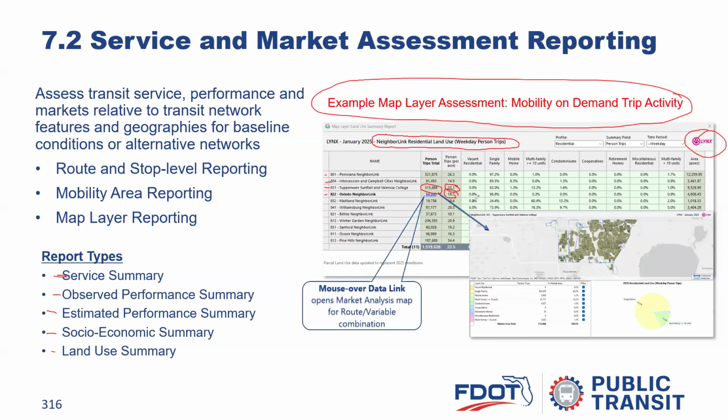And of course, this could be what's existing or what's proposed. So it's really what you put into it that you can assess here. And of course, all the data links, just like we looked at before, where this 94,000, this blue data link, will link right to the map of the Tupperware Sunrail Valencia zone, or whatever it is we have selected. So just a great way to roll up information at the route, stop, mobility area, or map layer level.